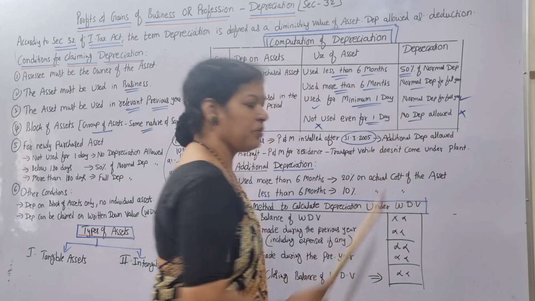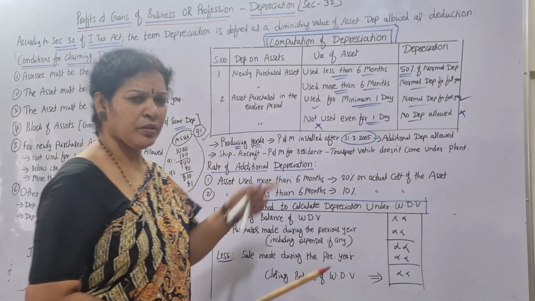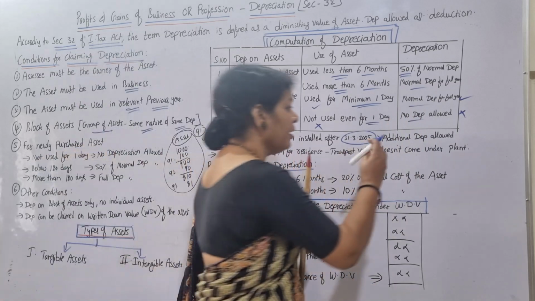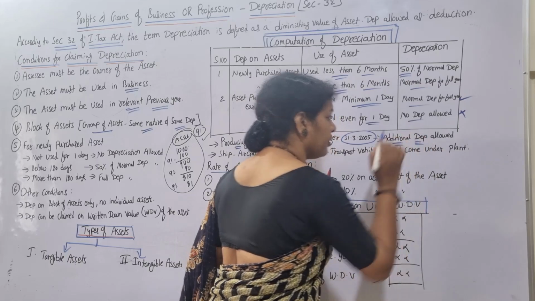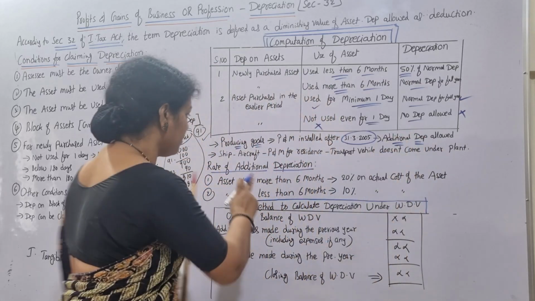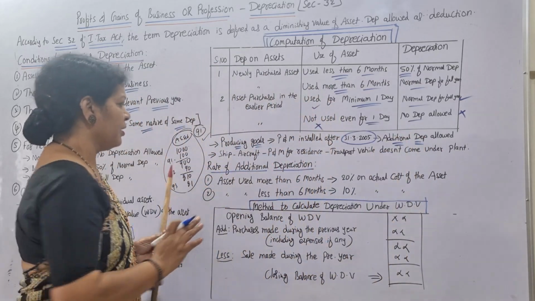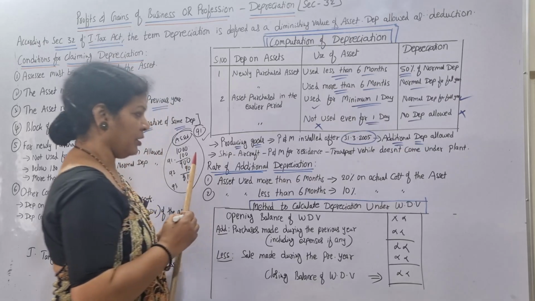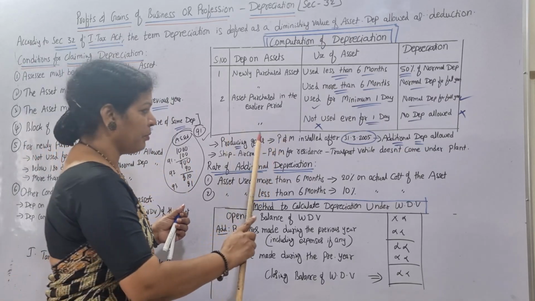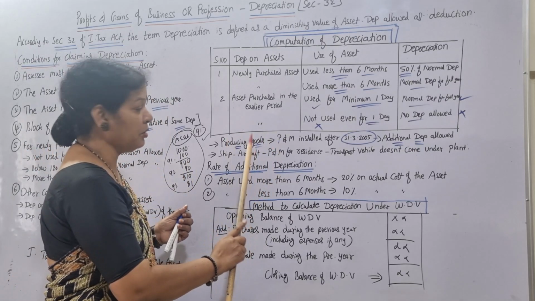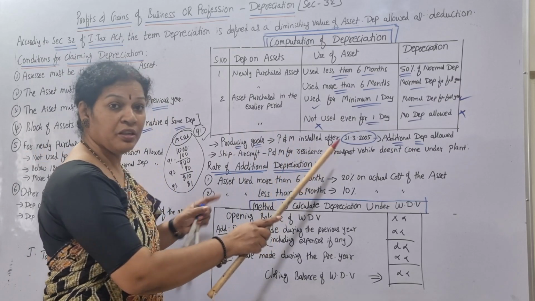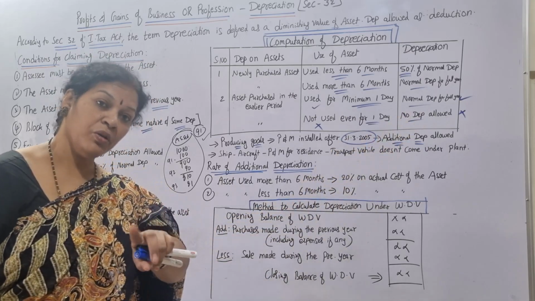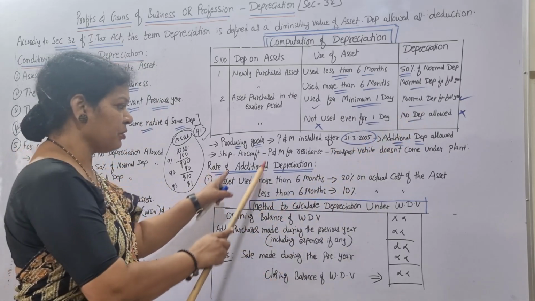Next, additional depreciation is also allowed. With normal depreciation, you are eligible for the additional depreciation. Those additional depreciation rules we are going to see here. Rate of additional depreciation. Okay, 3 points to remember: producing goods, plant and machinery installed after 31st March 2005, and additional depreciation you can also claim. What the additional rules are, we'll see.